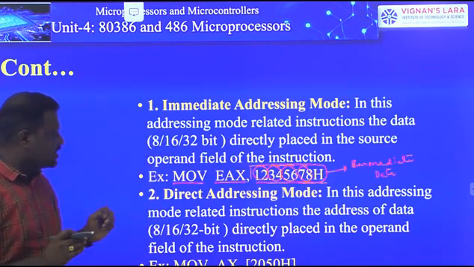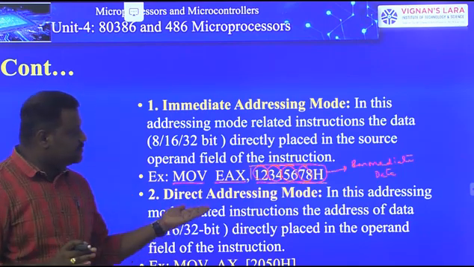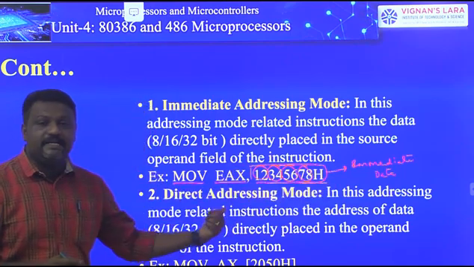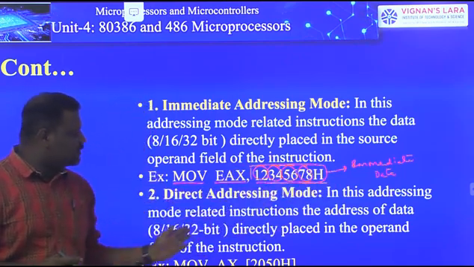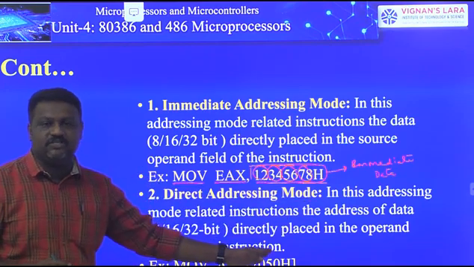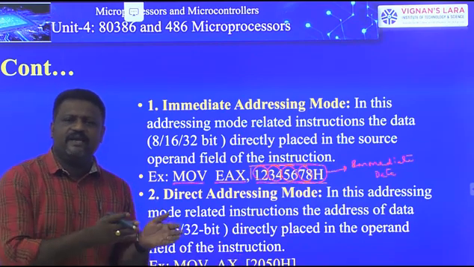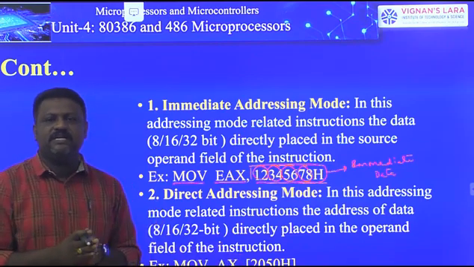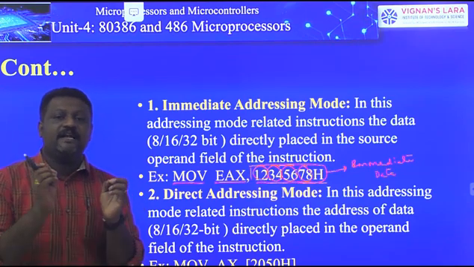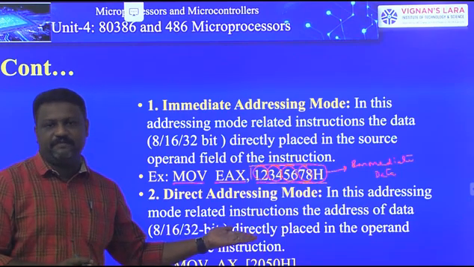Then coming to the second variety, direct addressing mode. In this addressing mode, the address of the data is directly placed in the operand field of the instruction. Your data size may be either 8 bit, 16 bit, or 32 bit. Whatever the data size is, the data address is directly placed in the instruction operand field.